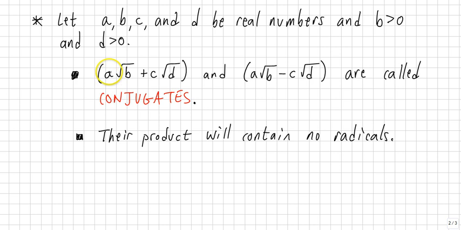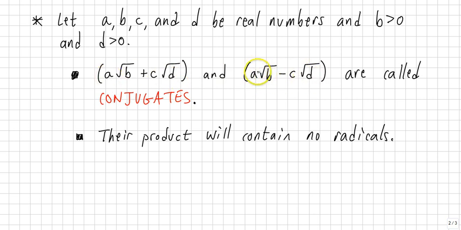If I take the number A times the square root of B, that's why we want B to be positive, because the square root of B needs to be a real number, plus C times the square root of D. Since D is under a square root, we want it to be positive so that we have a real number. And then what if we took those exact same numbers, A, B, C, D?